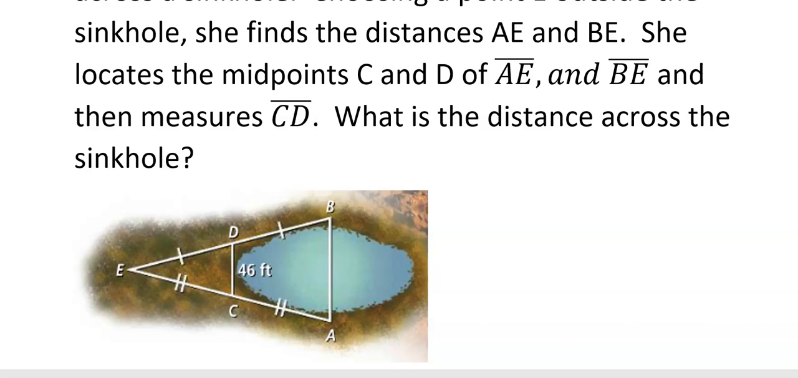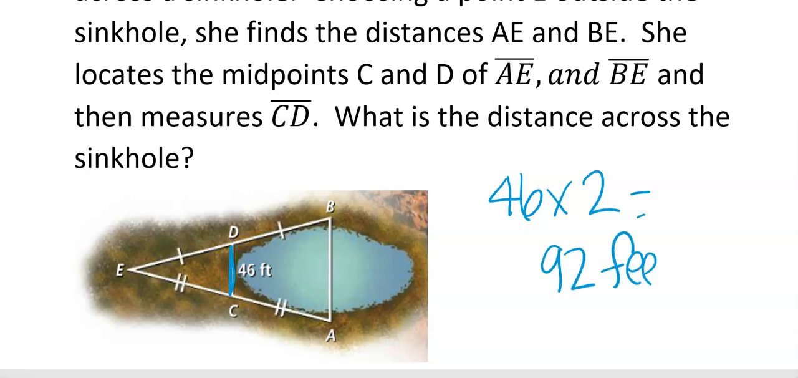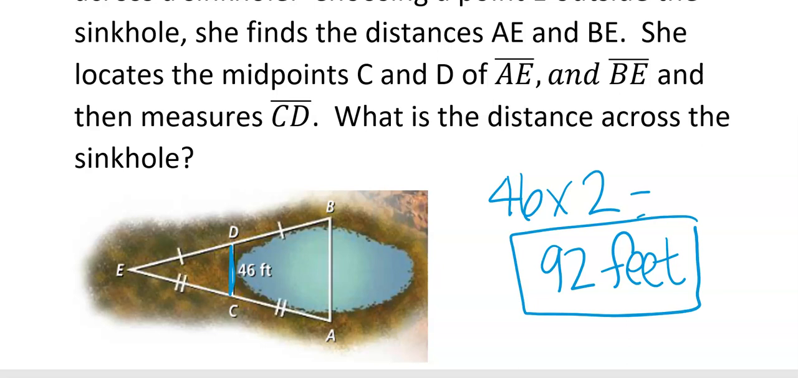Then she went directly across. She did measure that directly across and knew something about midsegments, so how much would the length of AB be if this short one right here is 46? Yeah, so you'd go 46 times 2, which is 92 feet. So it's an easy way to find the distance across something really difficult to get across. If you can do the measuring outside of that particular area, it would be an easy way to find out the length. And that's all I have.